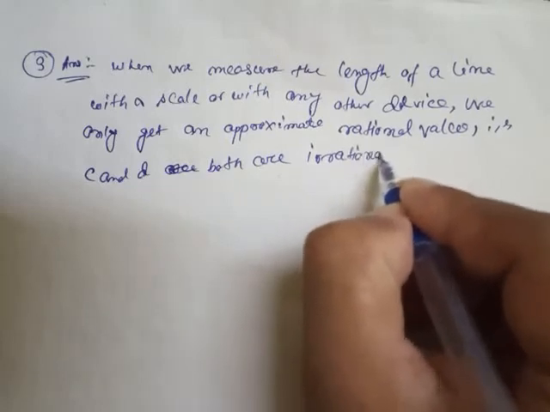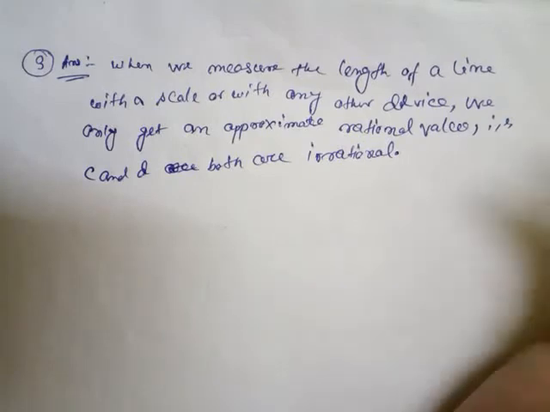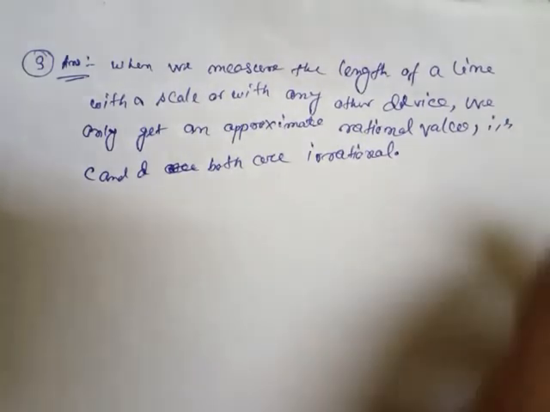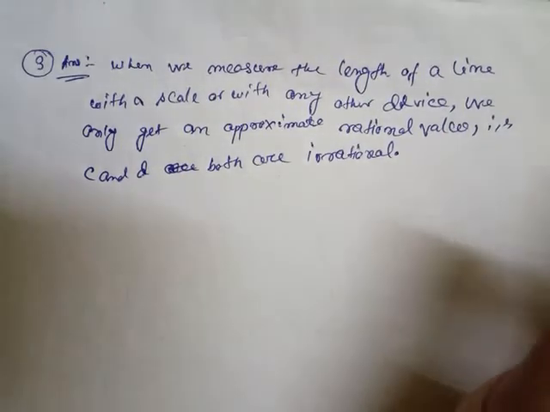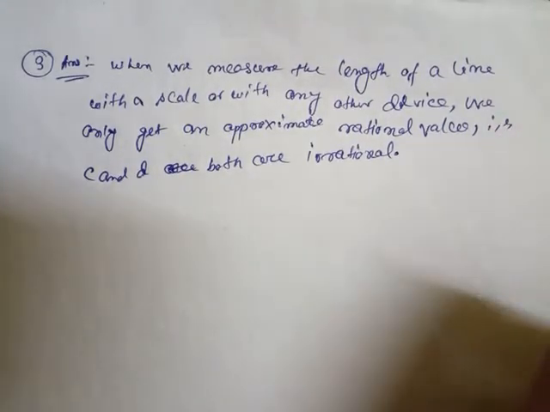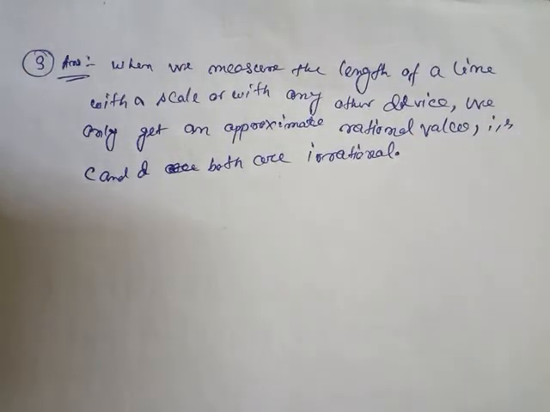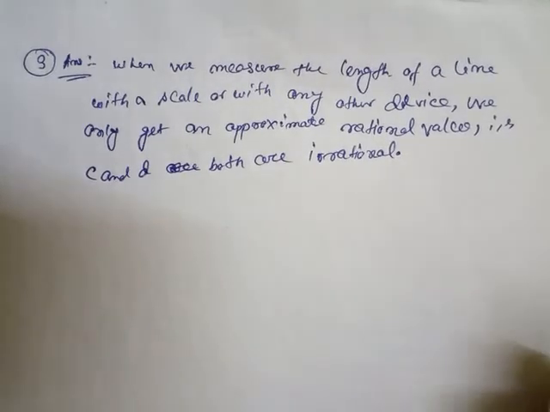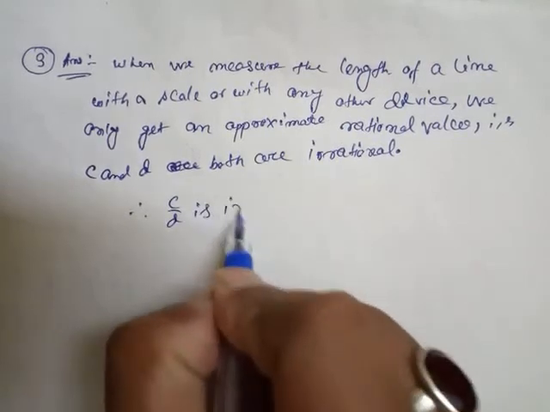Now why am I saying this? In the question it is mentioned pi equal to C by D. Now pi is irrational, we know that. If pi is irrational, then C by D is also irrational. C is circumference and D is the diameter, which means it is a circle, and the value of pi is irrational, so pi equal to C by D is also irrational. Therefore, we'll write here C by D is irrational.